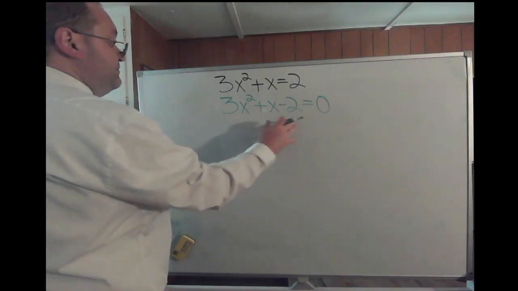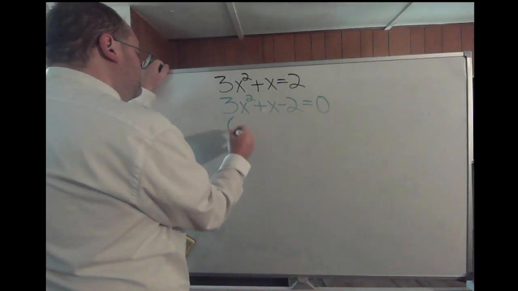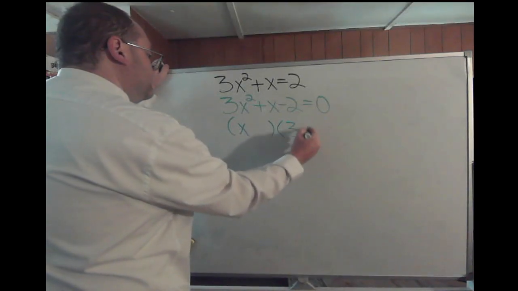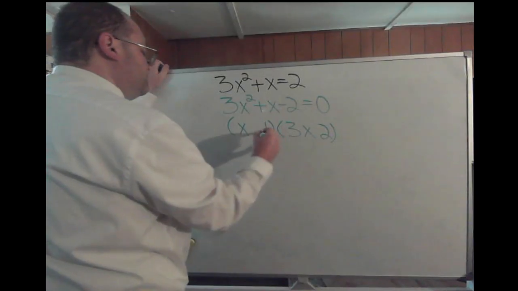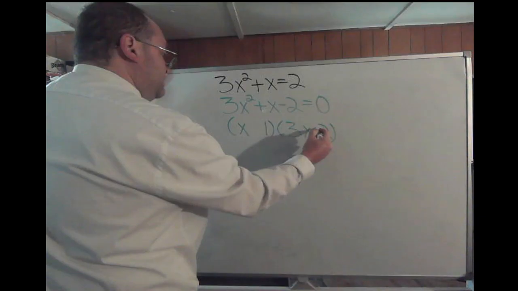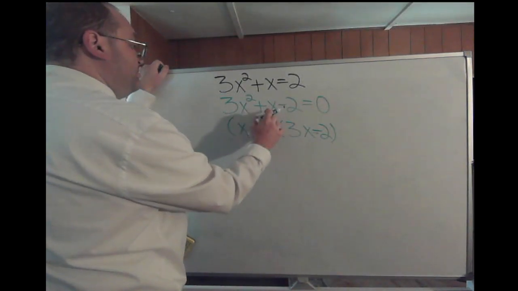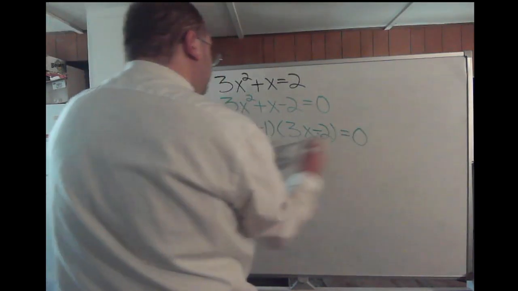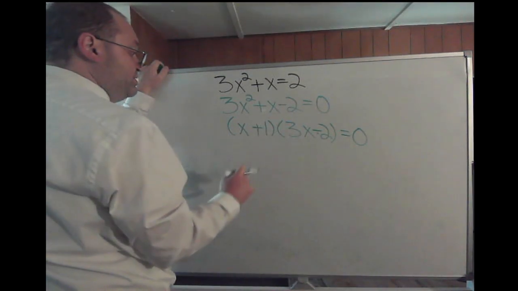Now we just got to find some factors that would make that middle term 1x. So of course we're going to have x and then the 3x. I'm going to say 2 goes here, 1 goes here. 3x squared minus 2x plus 3x. Yep, that would give you positive x minus 2. All right. So your factors of this are going to be the quantity of x plus 1 times the quantity of 3x minus 2 equal to 0.